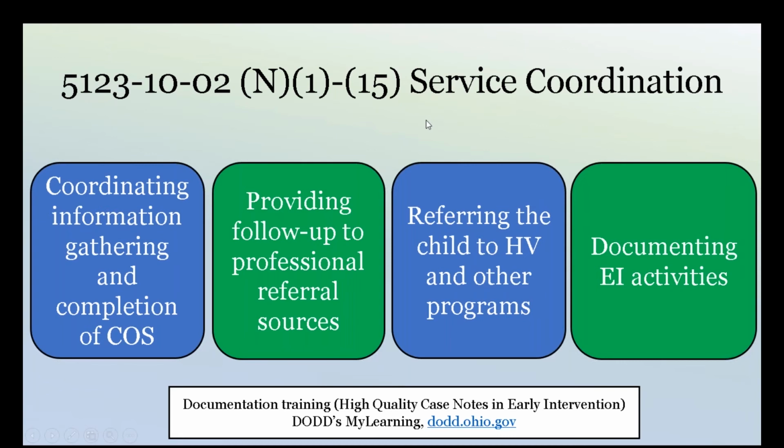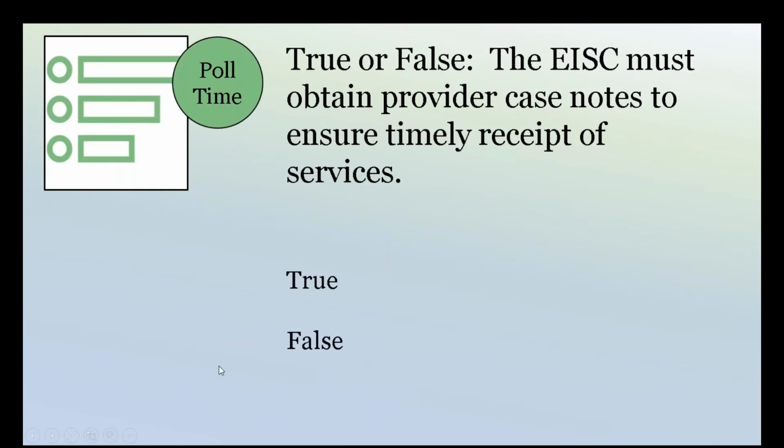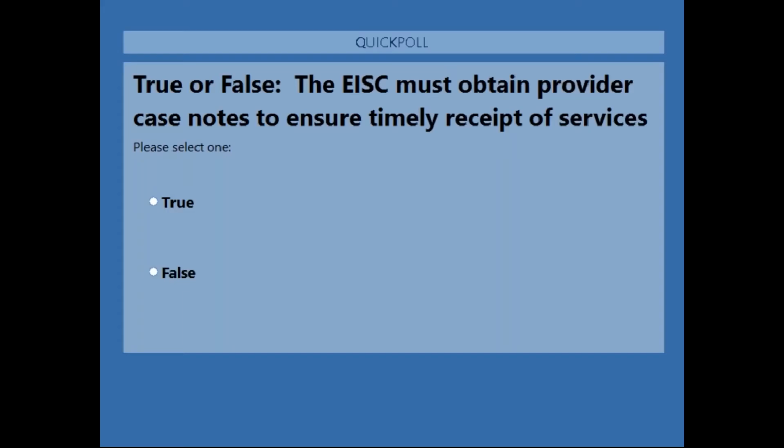All right, Diane, I think it's time for another poll. All right, so this is another true or false question. True or false, the EISC must obtain provider case notes to ensure timely receipt of services. The Early Intervention Service Coordinator must obtain provider case notes to ensure timely receipt of services.